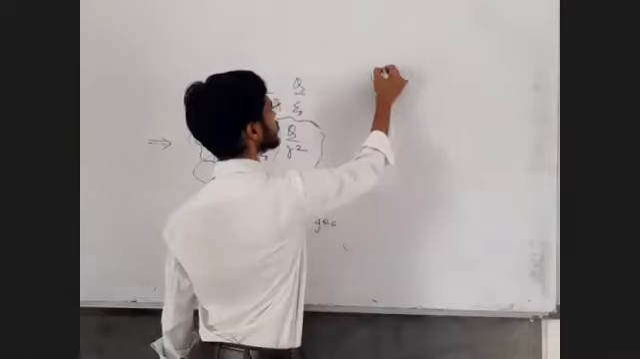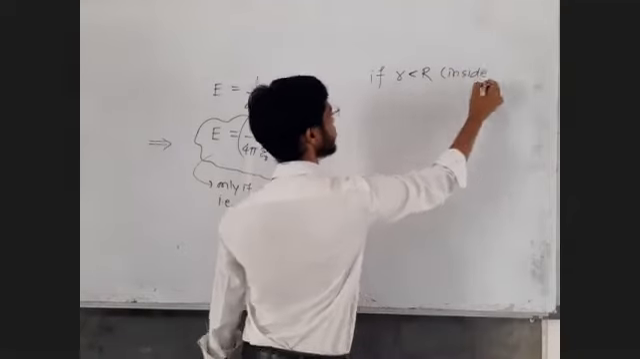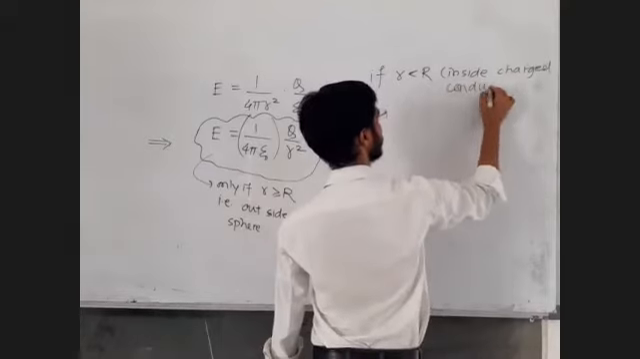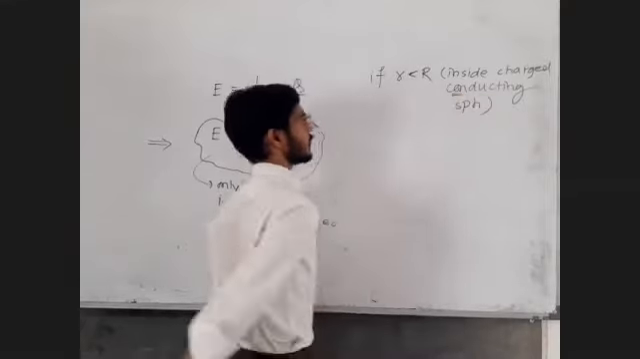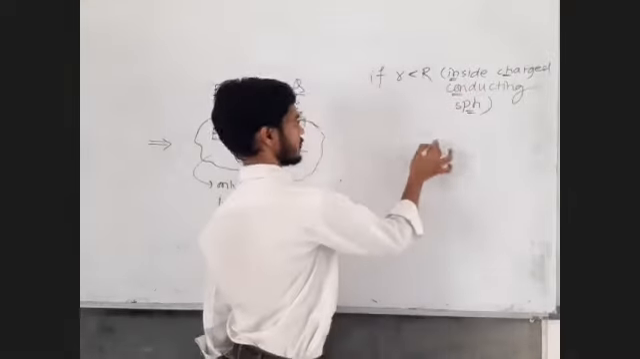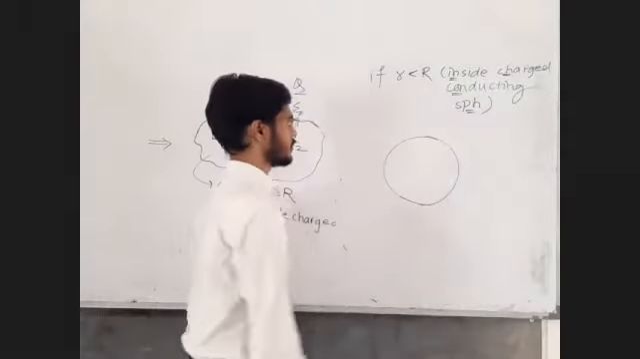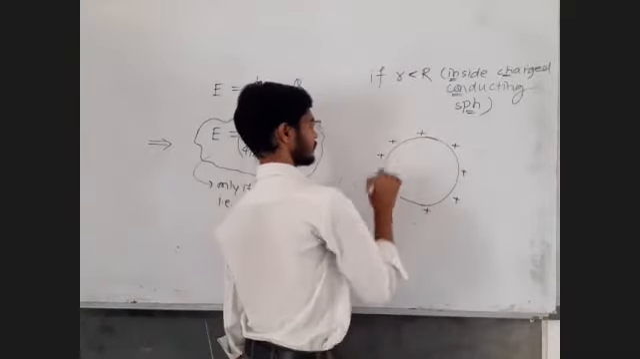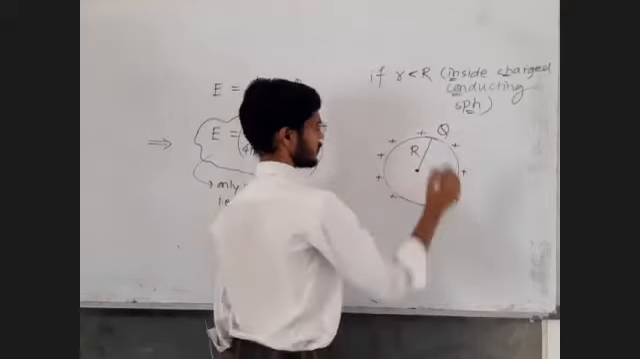Write down. If small r is less than capital R, that is inside a charged conducting sphere. Inside the charged conducting sphere, this is our system, which is positively charged or negatively charged, doesn't matter. Charge equal to q, radius of the charged sphere capital R.